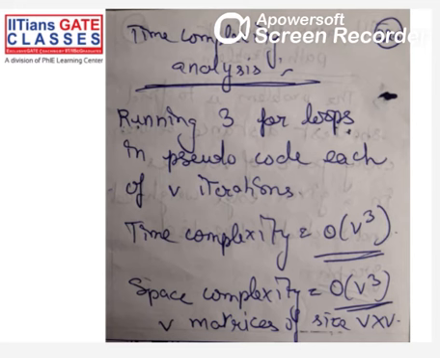Now space complexity is also what? We have V matrices in total, right? We are using the previous matrix to generate the new matrix. So this means we are creating V such matrices. Size of each matrix is order of V square. So V matrices into order of V square will become order of V cube, right? So this is the space complexity for the Floyd-Warshall algorithm.